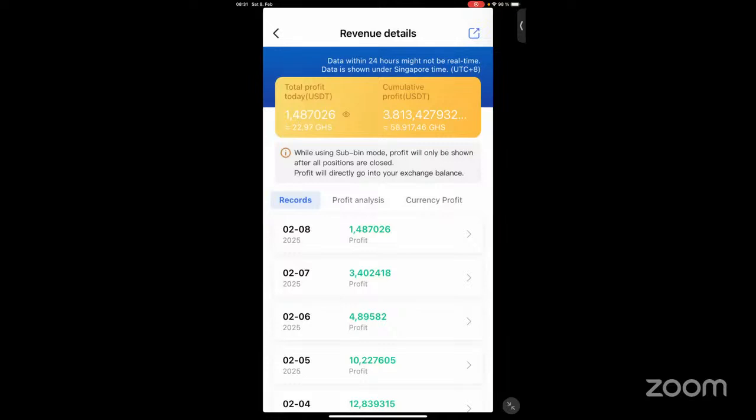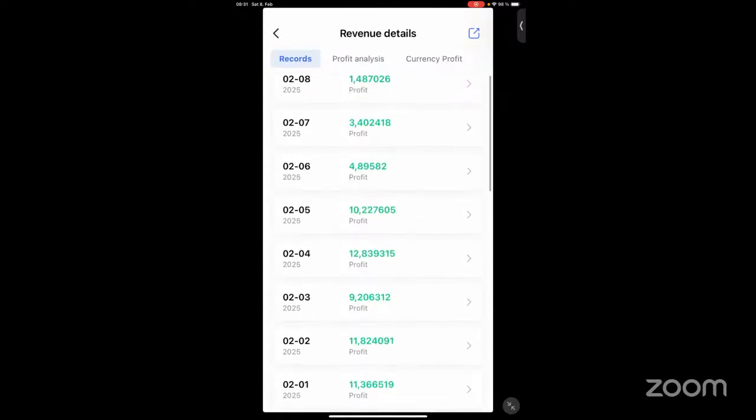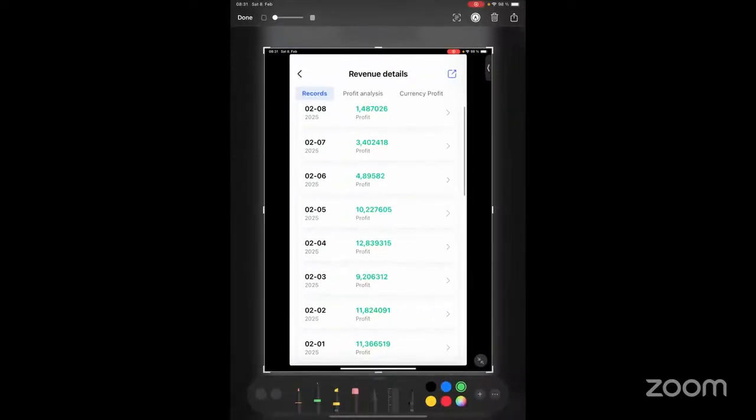Okay, so we have records, we have profit analysis, we have currency profits. So records would actually show you how much you've been making daily. Now, the profit you make in Royalq is actually based on 2 major factors. 1, the movement of the market. 2, your capital that you actually introduce into the market or into the coin. Now you can see this is not a return on investment. So the profits you make actually differ. It changes.